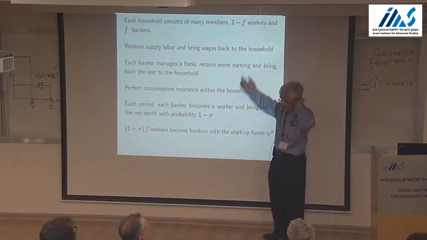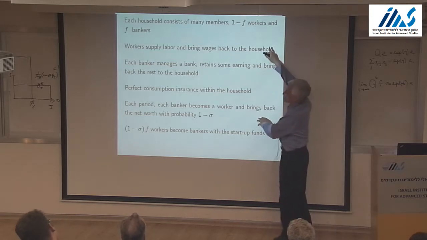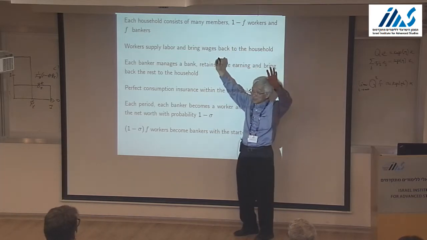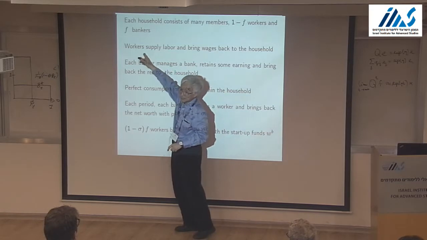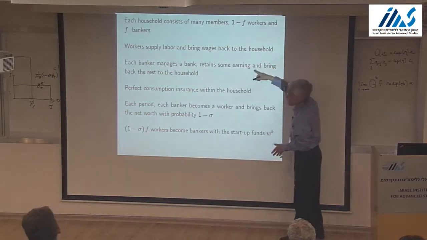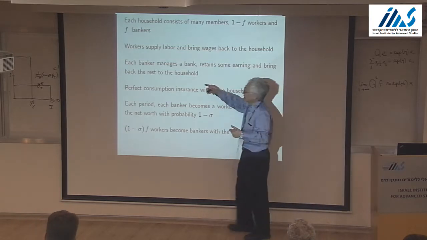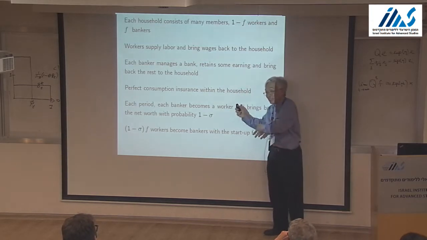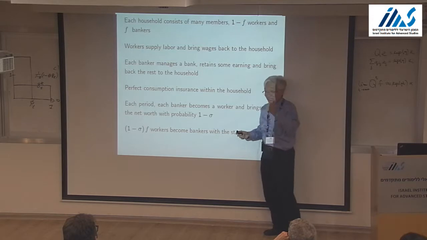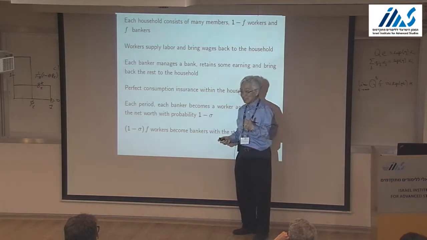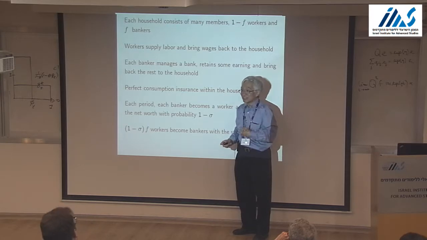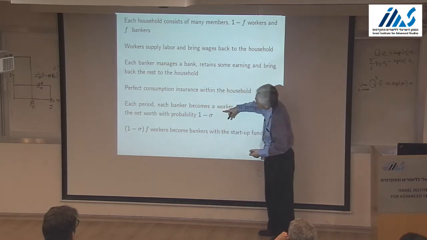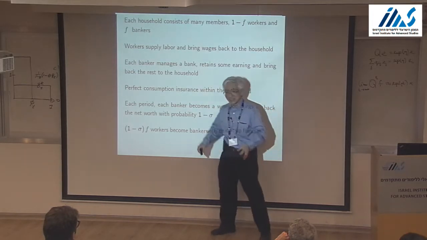Okay, and then we use the same Chinese family model. Basically, the big family has members: a 1 minus F fraction are non-bankers, workers, and the F fraction are the bankers. The workers supply labor and bring the wage back home. Each banker manages the bank and retains some profit inside and pays the rest as dividend. The key constraint is that you cannot pay a negative dividend, or you cannot raise equity except at the beginning. At the beginning, you get a little money. So this is like a Chinese family model.